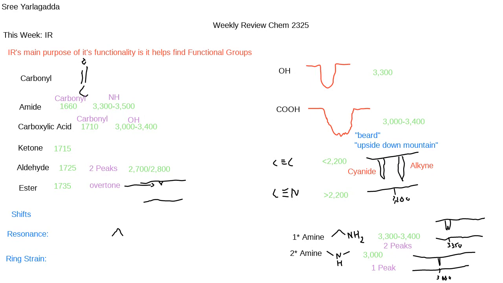A ketone, let's assume it's 1715. If we give it resonance or conjugation, and that's the word you'll learn later in the semester, but basically having this additional double bond gives it conjugation, which is another way of saying resonance.